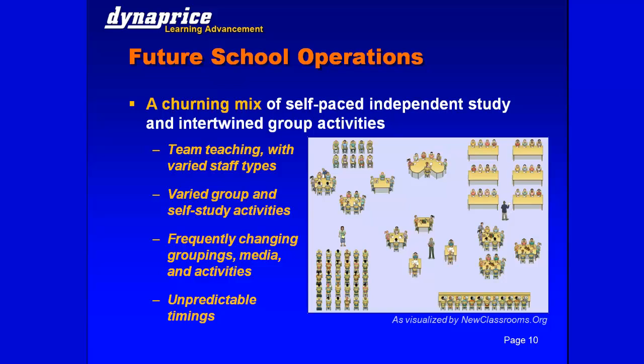You see team teaching with many varied group and self-study activities all going on at the same time, and each changing frequently and often unpredictably as groups complete assignments and individuals advance at different rates and with different needs for remediation, enrichment, or coaching. Managing all these moving parts is more than any one human or team of teachers can handle. A system is clearly needed. The question is, how do we design a school operations system with so many variables?